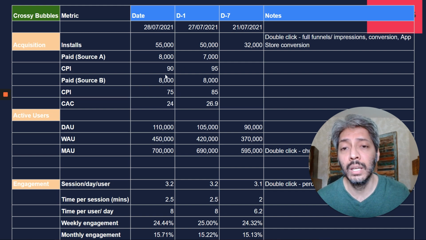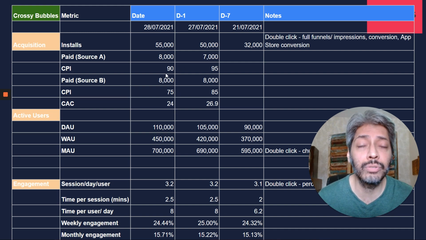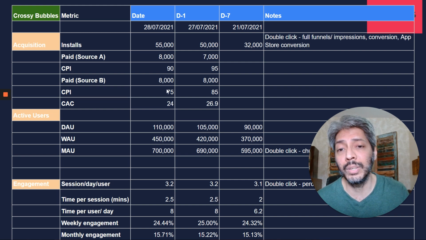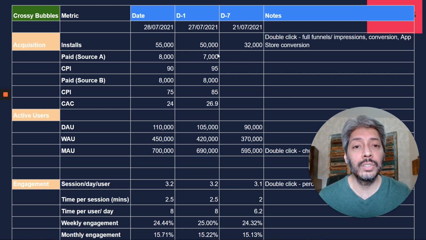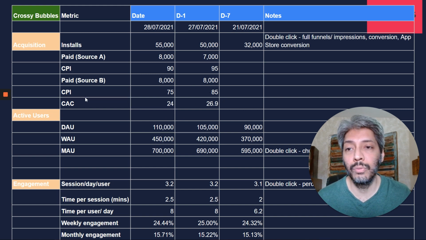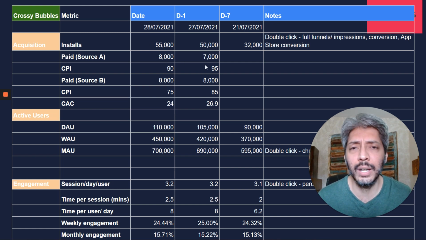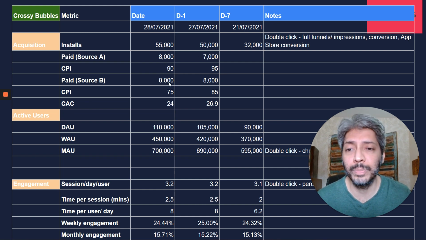We could clearly see the cost of install just for the paid installs will obviously be somewhere between 90 and 75 because those are your two sources. So this is the first set of things that we look at. You want to break down your installs by their install sources. So you have a lot of organic installs coming in and you've just started inorganic spend. You've just started spending money on acquiring users and you want to see what their cost per installs are.